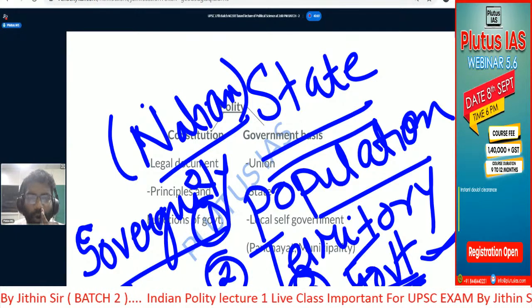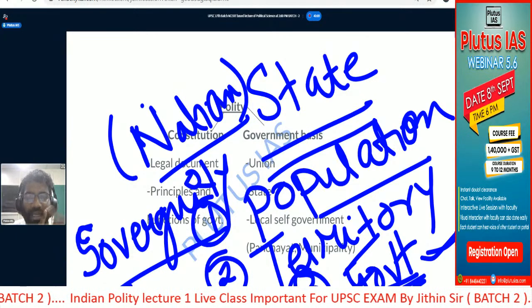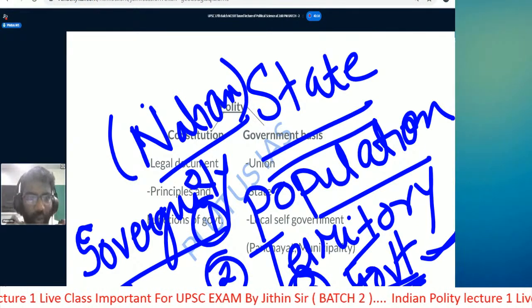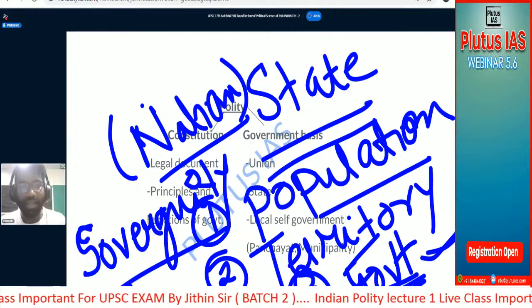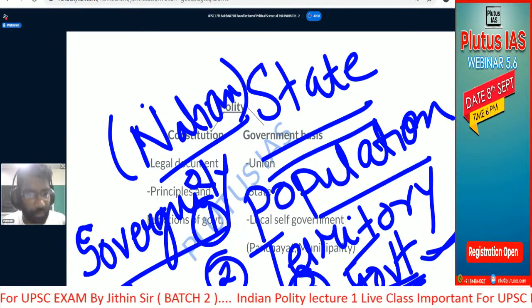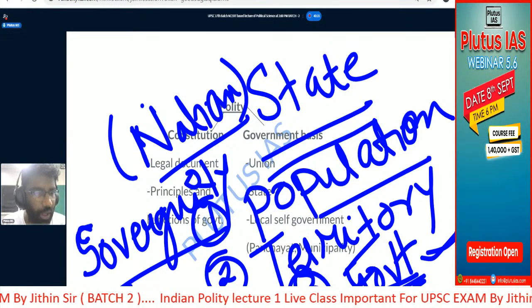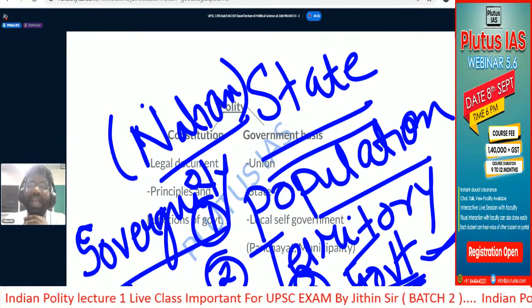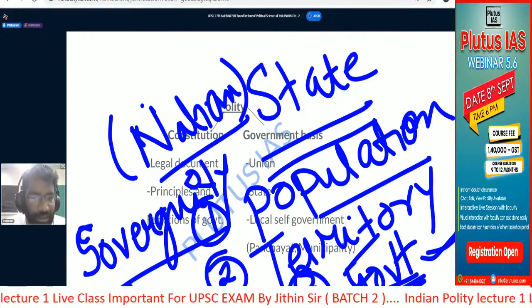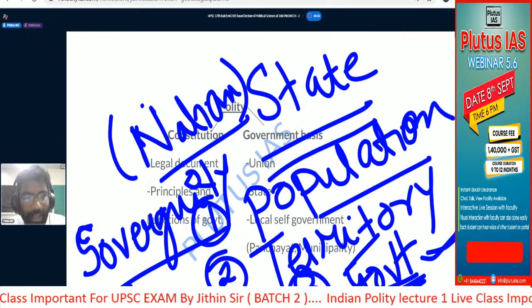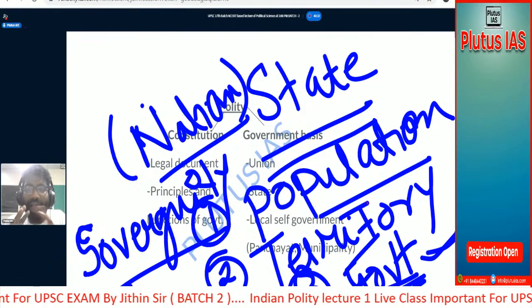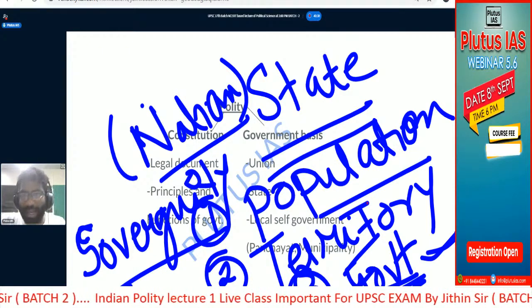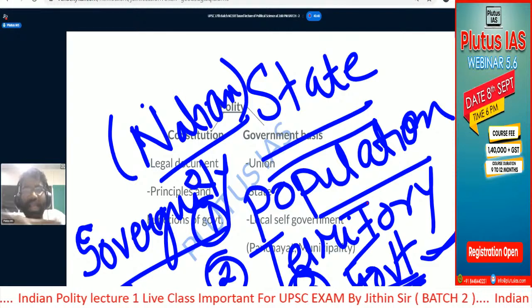The first element is population, the second is territory, the third is government, and the fourth is sovereignty. Now, population, this much is written. Ruxana, have you written it? Population, everyone knows, people like us. Territory, I have already explained: the land boundary of India, the water boundary of India, from Kashmir to Kanyakumari and from Gujarat to the Northeast states, everything is covered.